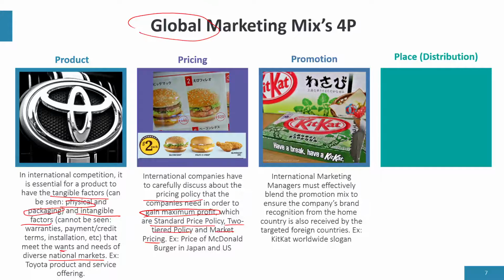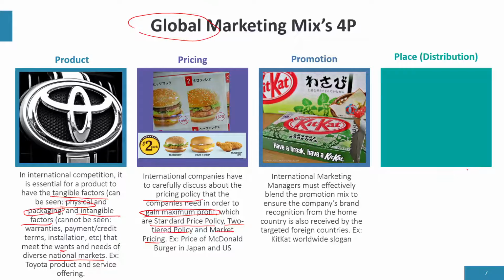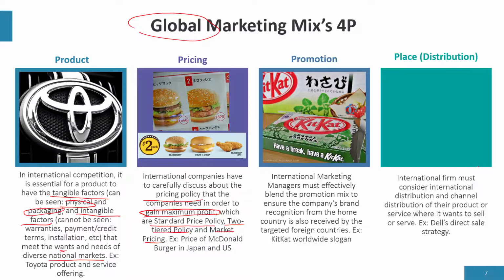And same as what happened in Europe, they also still use the slogan "Have a break, have a Kit Kat." That is the effort of the managers to keep the company's slogan known in other countries. And then next we have the place of distribution.